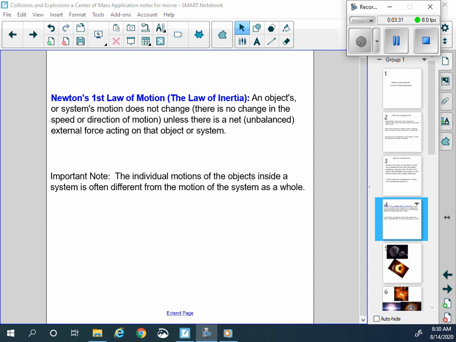So your average doesn't necessarily have to be the same as any of your test grades or homework grades, and the motion of a system, which would be the average motion of all the objects, doesn't have to equal the motion of any of the objects.